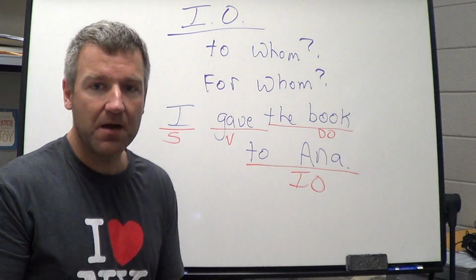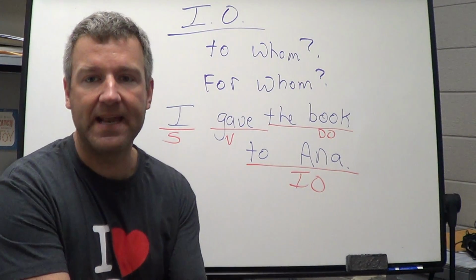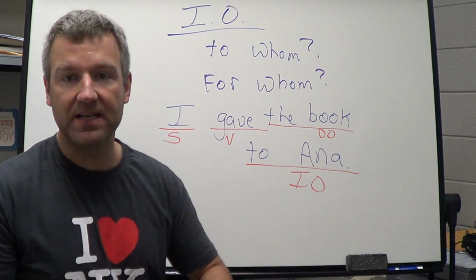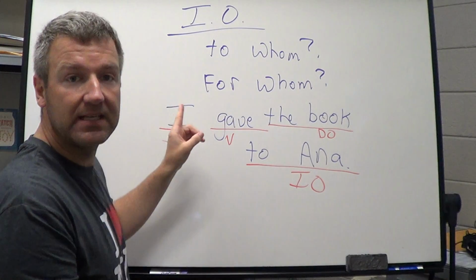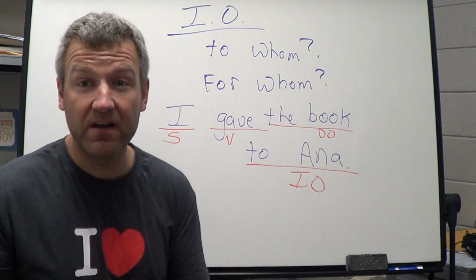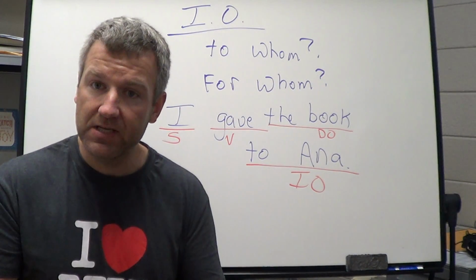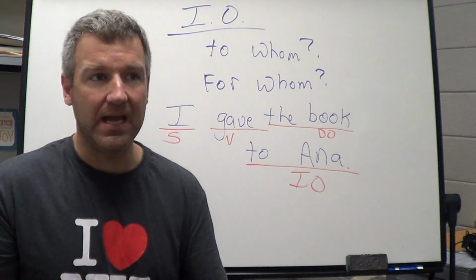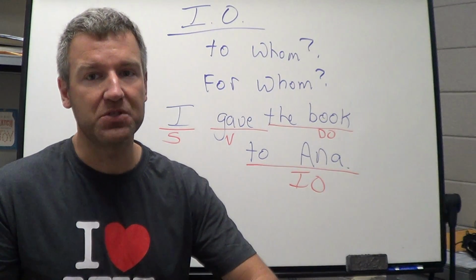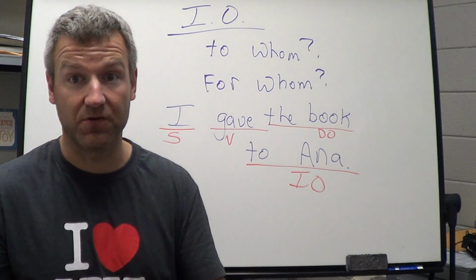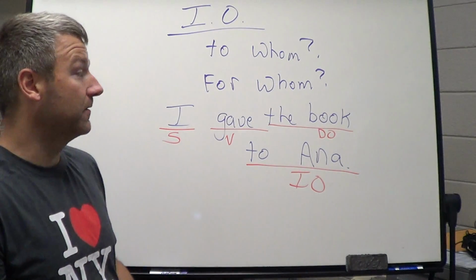So your indirect object is not performing an action. It is receiving an action, whereas your subject is the action doer. And it's very, very important for you to remember. Subjects are action doers, and direct objects and indirect objects are action receivers. Okay, so keep that clear.